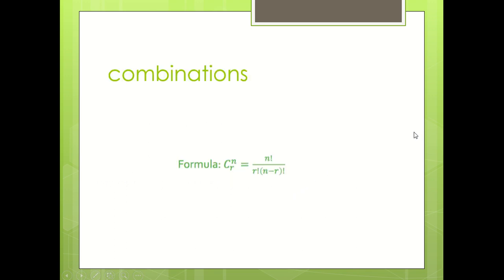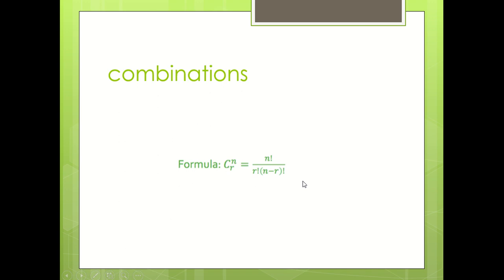And the last part would be about combinations. Just like permutations, combinations are also arrangements. The only difference is that if it is a combination, then the order is not important. The formula is nCr. It is read as the combination of n different objects taken r at a time, which is equal to n factorial divided by r factorial times the quantity n minus r factorial.